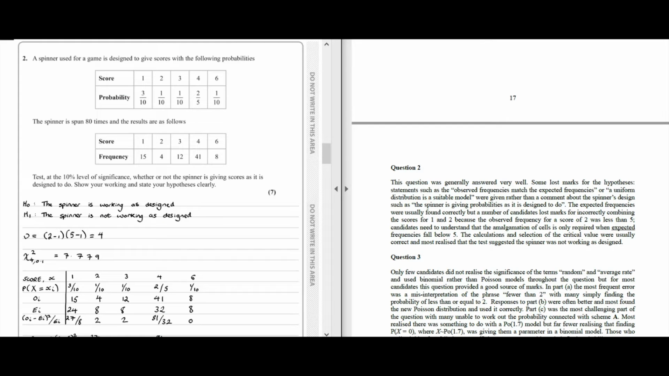Candidates need to understand that the amalgamation of cells is only required when the expected frequency falls below 5, so that's what I just said. The calculations and selection of the critical values were usually correct, and most realized that the test suggested the spinner was not working as designed because you reject H0. And I think if you draw a quick diagram, that helps to visualize that.